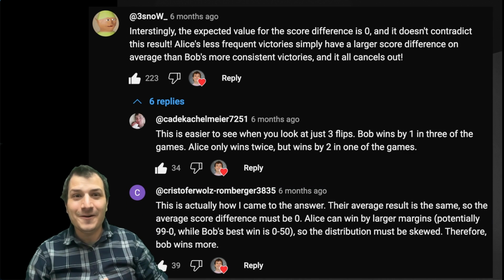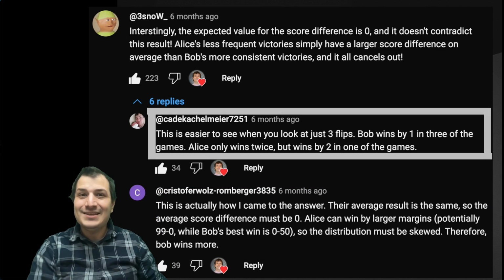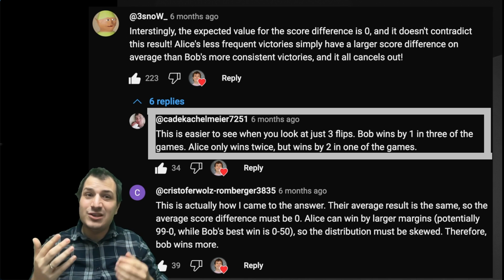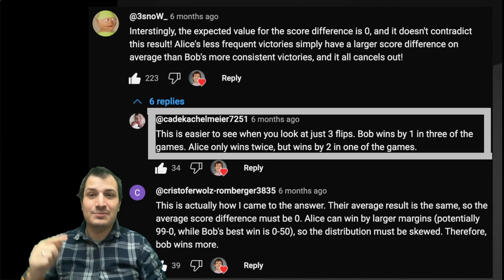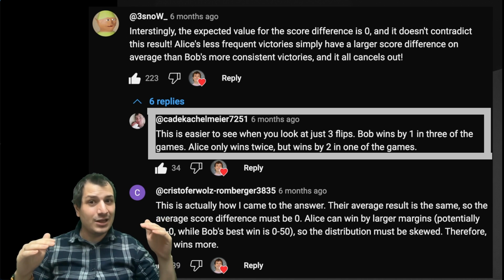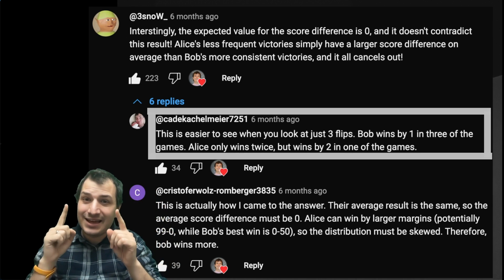And I'm going to start with the example suggested over here. Just look at 3 flips. It's easier to see when you look at 3 flips. Bob wins by 1 in 3 of the games. Alice only wins twice, but wins by 2 in one of those games. So it's exactly this idea of Alice winning by more in fewer games. Let's see exactly how that works.